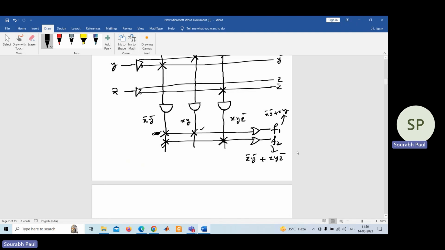Okay, so this is the way you can implement expressions by using PLA.